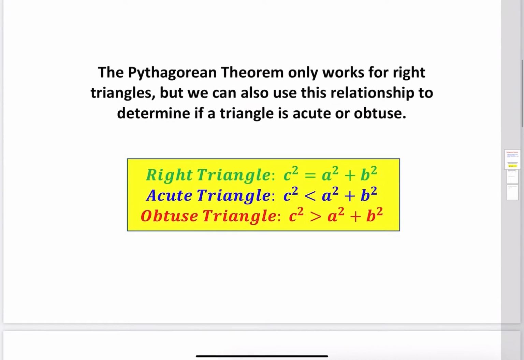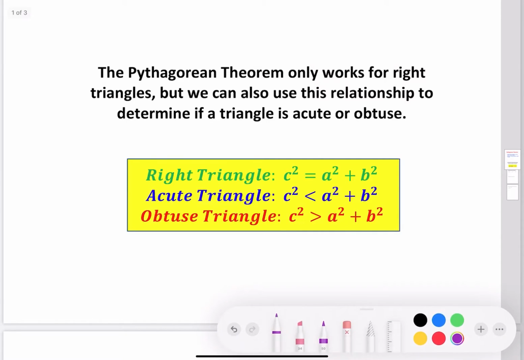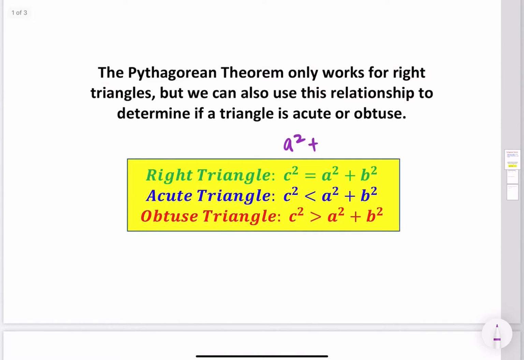We already know that the Pythagorean Theorem only works for right triangles, but we can also use this relationship to determine if a triangle is obtuse or acute. The Pythagorean Theorem is typically written in the format of a squared plus b squared is equal to c squared. And because of the reflexive property, we can rewrite it so it says c squared is equal to a squared plus b squared.